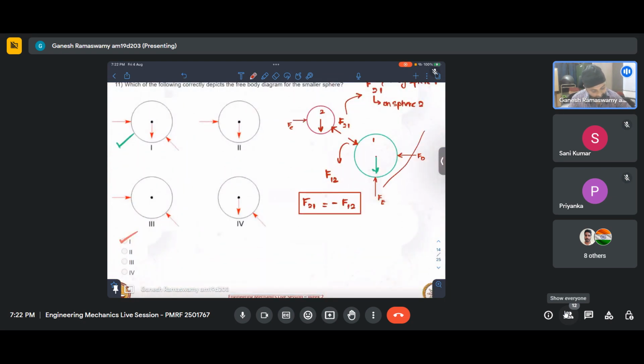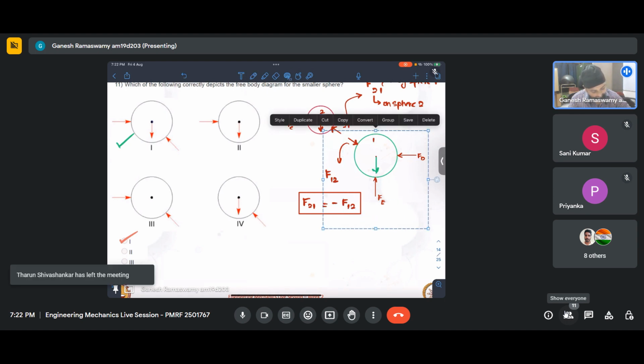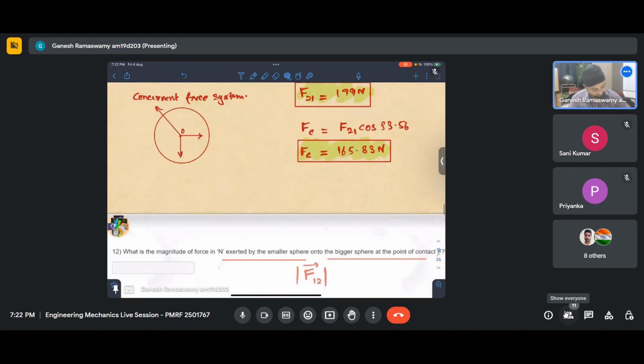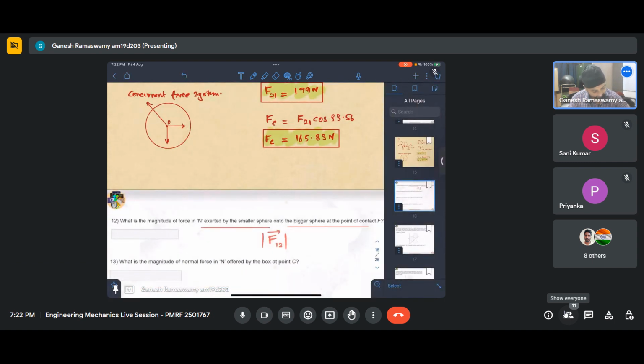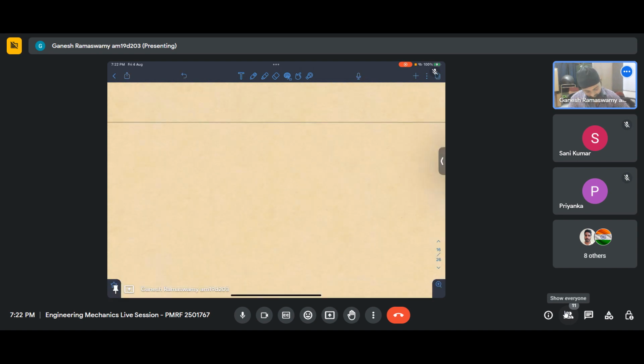Now that we have this, let us look at the next part. Let us look at this free body. We take that here. I'll erase this. I have a force like that which passes through the center, and this is F12, which is nothing but negative of F21 by Newton's third law. Now we have accounted for all the forces here.